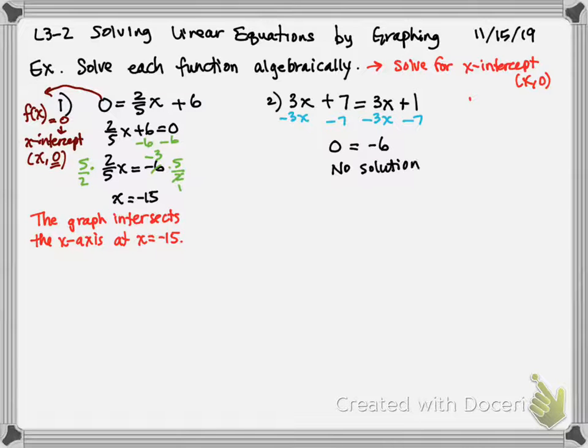So what kind of graph would not be solvable for an x-intercept? Jackson? A horizontal line. A horizontal line. So the graph never intersects the x-axis.